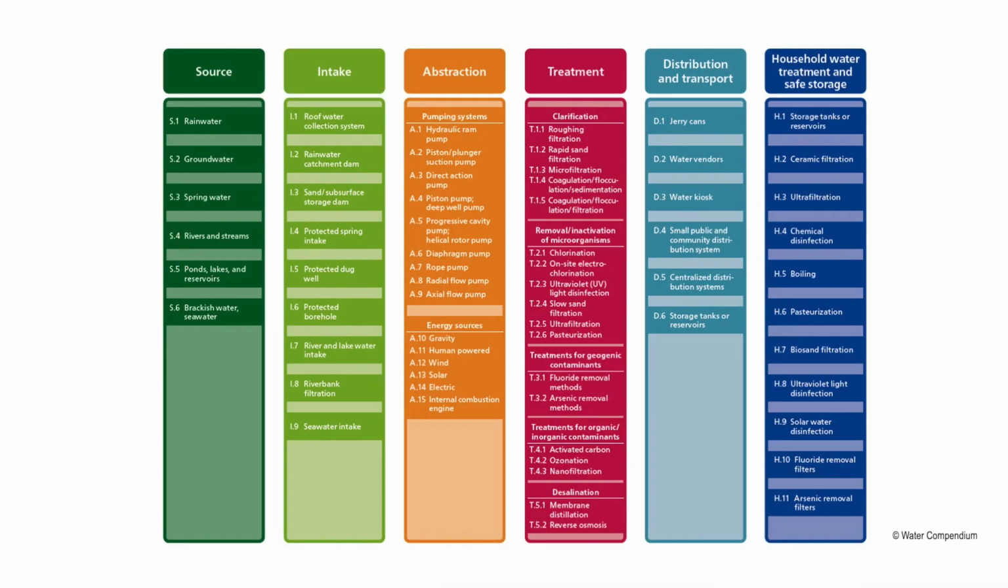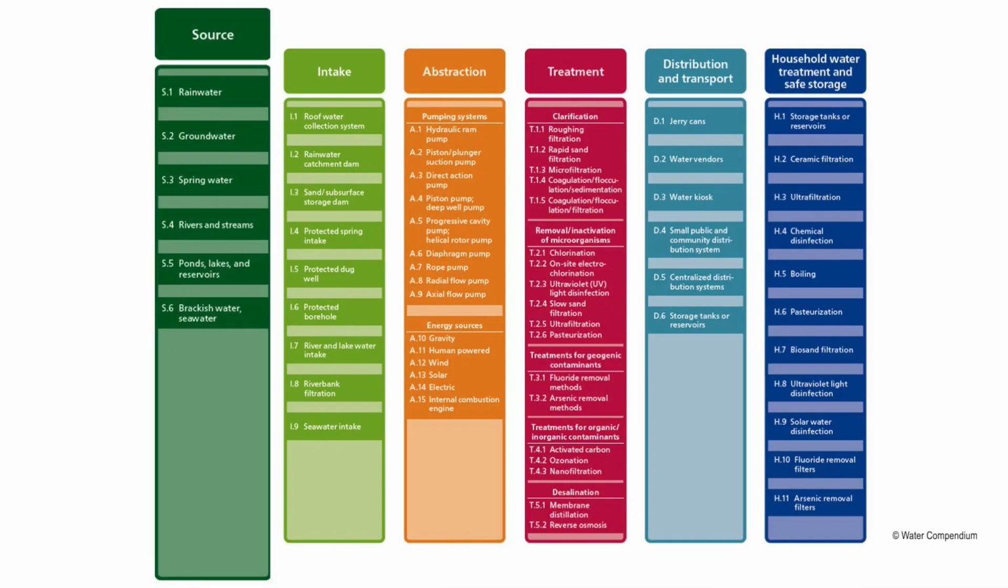We'll have a look at all 6 sources listed in the compendium: rainwater, groundwater, spring water, surface water such as river, stream, ponds, lakes, and reservoir, as well as brackish water and seawater.